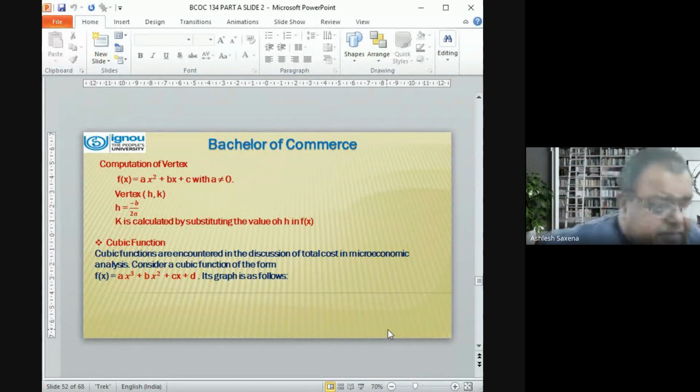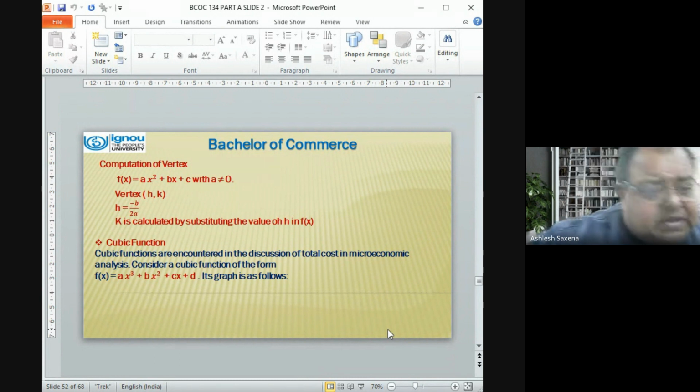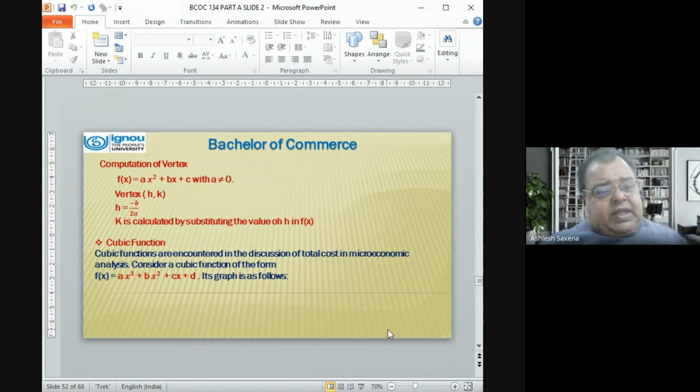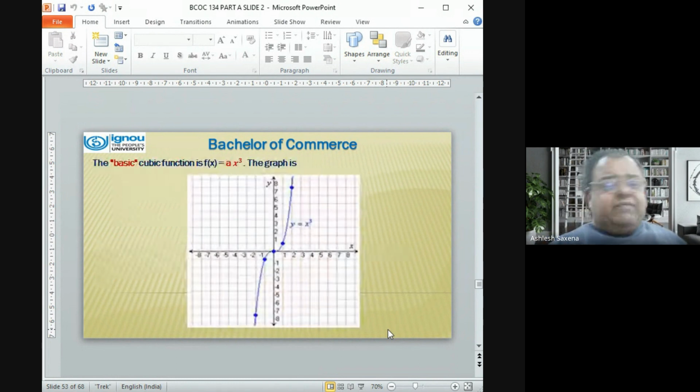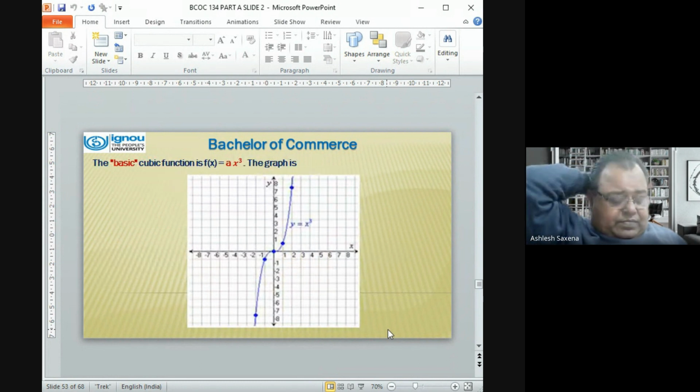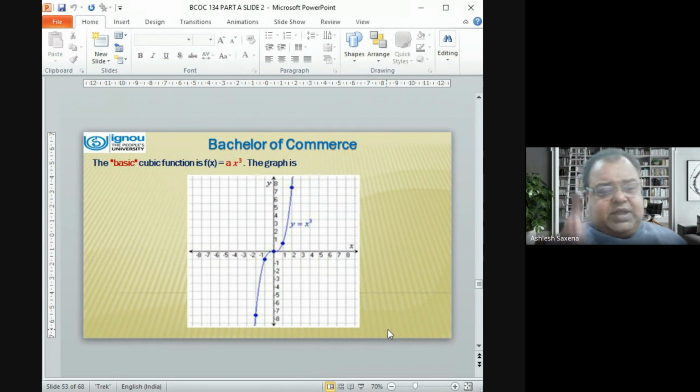Then comes your cubic function. In a cubic function, the maximum power will be 3. The general cubic function is ax cubed plus bx square plus cx plus d. Its graph will be something like this. If we take f(x) equal to x cubed, its graph will be something like this. This is basic.